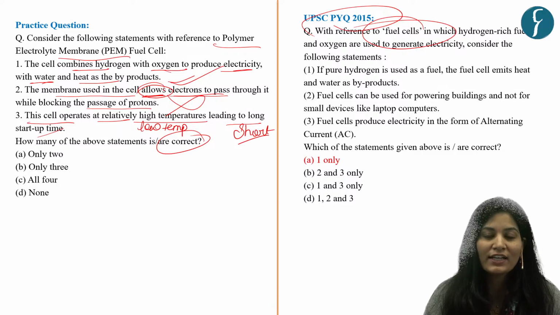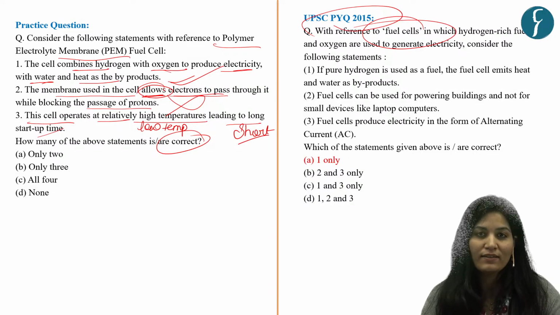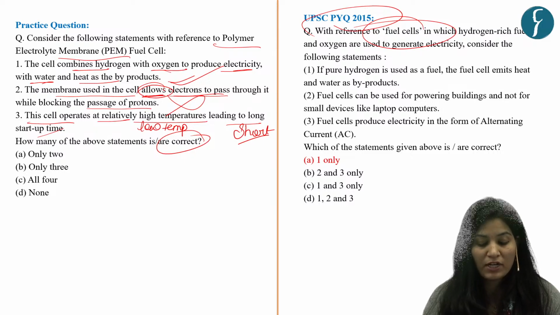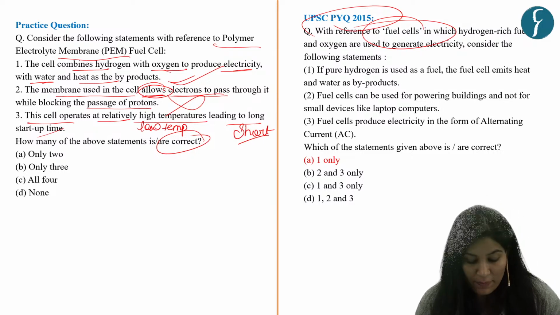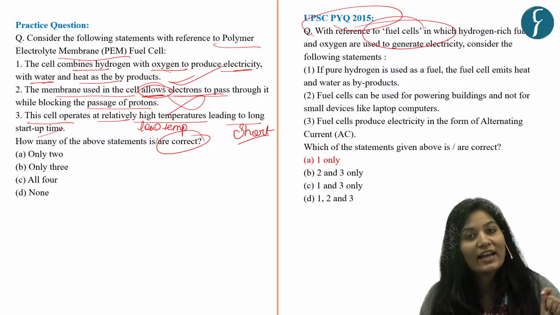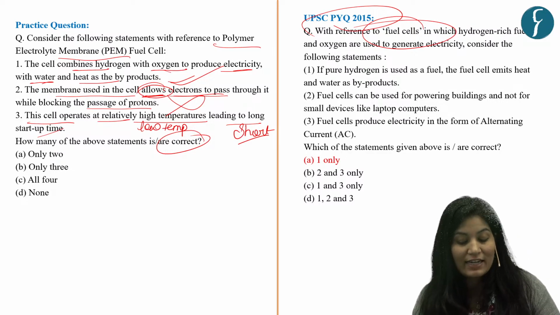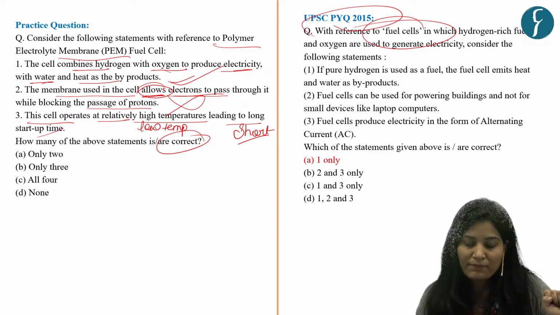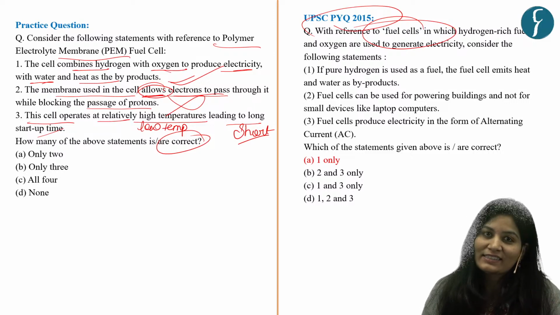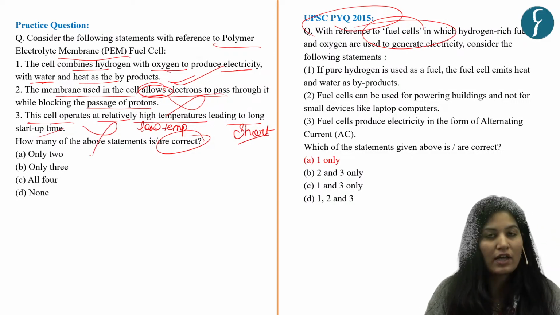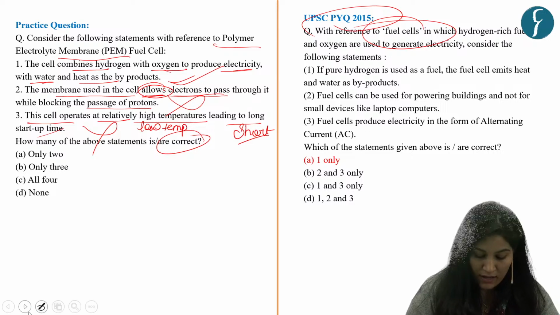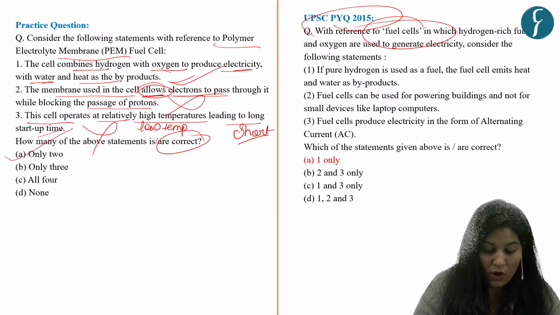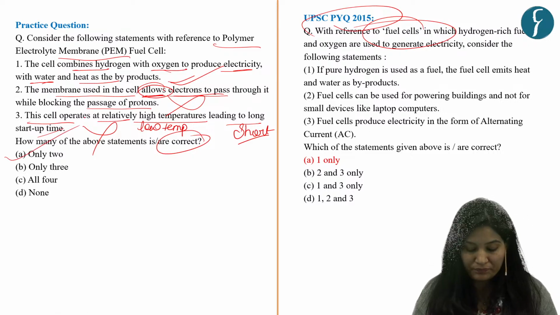That is the utility of setting a hydrogen fuel cell with PEM fuel cell. That's why we are using polymer electrolyte membrane cell, because they can operate at relatively low temperature, leading to short startup time. So this makes our third statement incorrect. Now you know the answer. Okay, so answer is option A, only one.